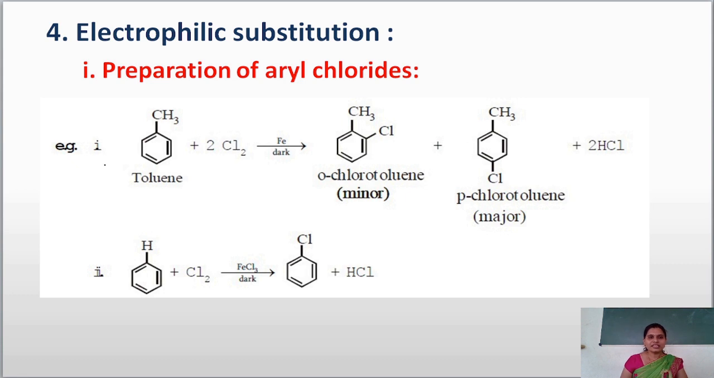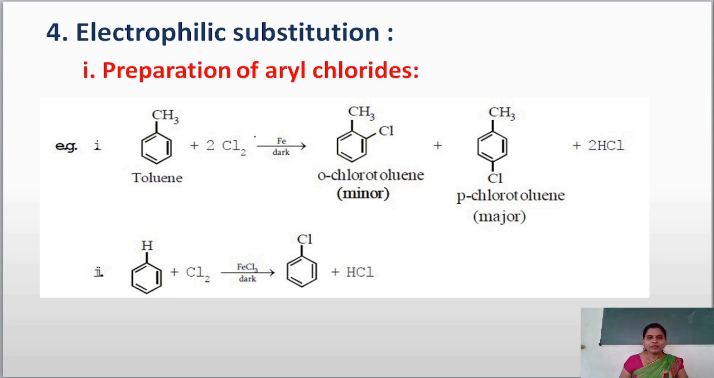So in this reaction we take toluene. This toluene reacts with chlorine in presence of Fe in the dark, and we will get two products, that is orthochlorotoluene and parachlorotoluene. Because this CH3 group is an electron donating group and it shows a plus I effect, this group is an ortho-para directing group, and therefore we will get two products, orthochlorotoluene as a minor product and parachlorotoluene as a major product, and the byproduct is HCl.